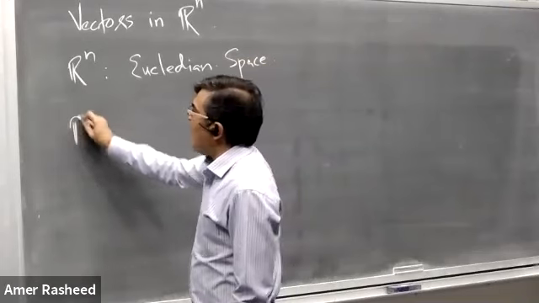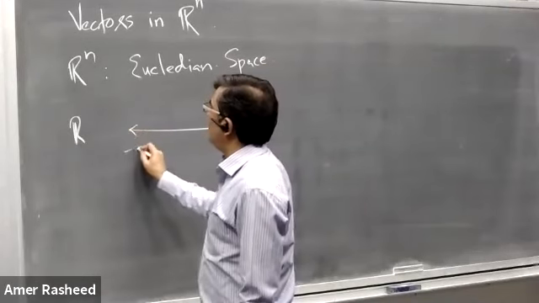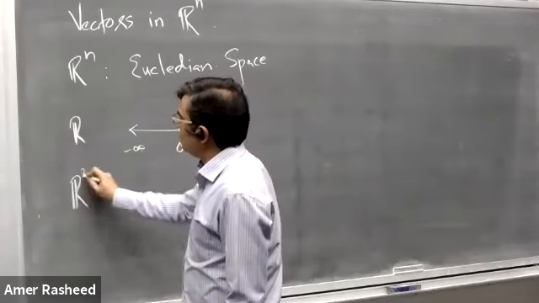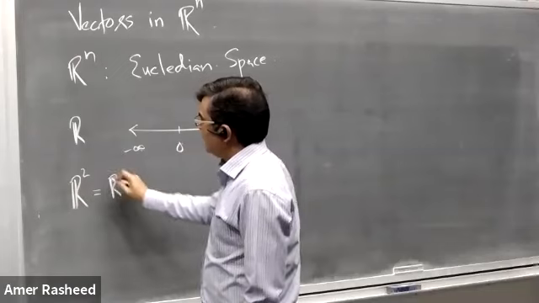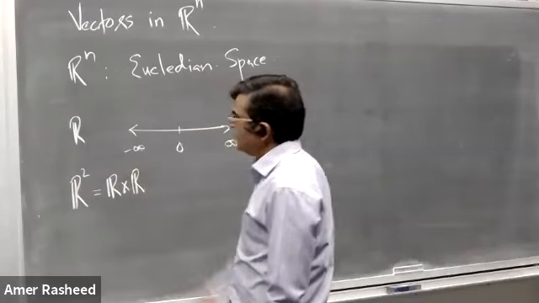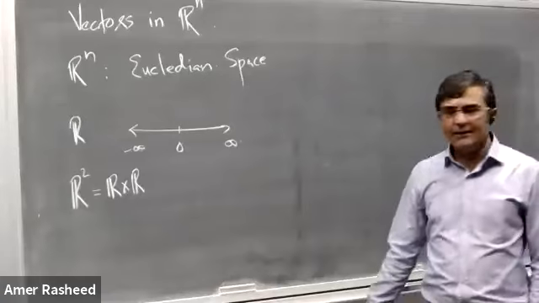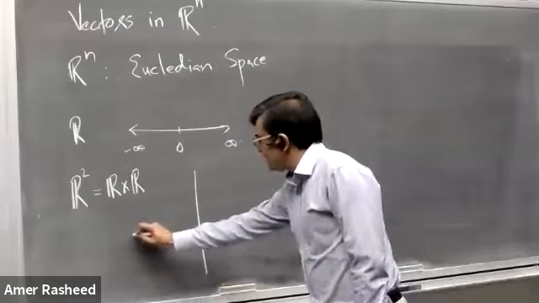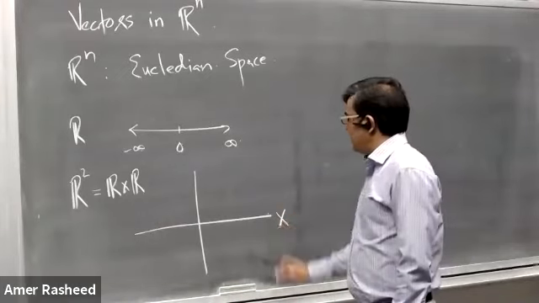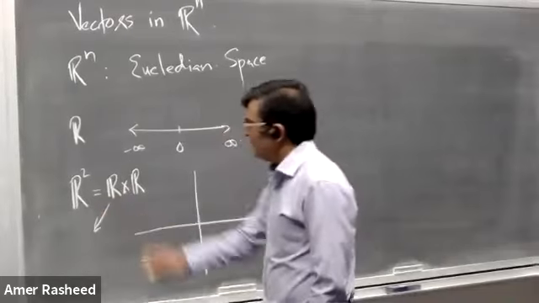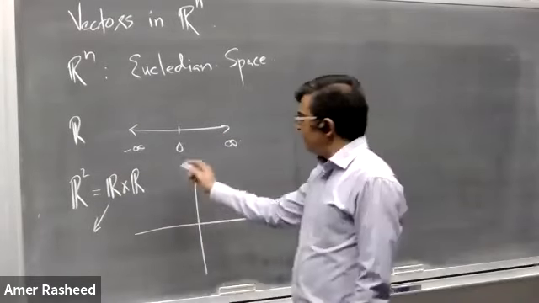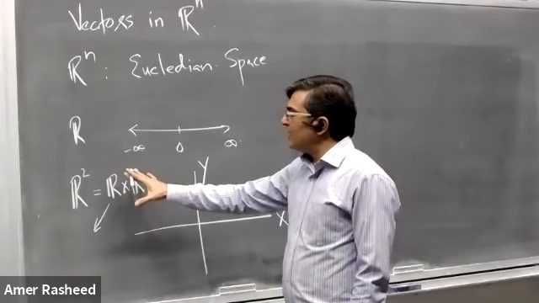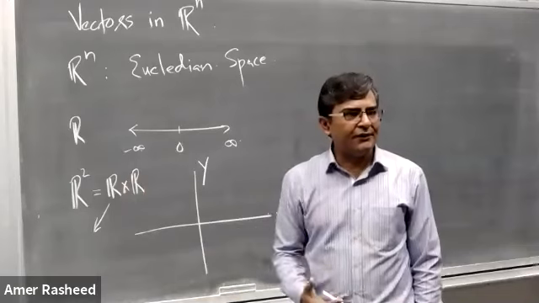What is R? R is a real line, I hope you know it. And what is R2? In fact, it is R times R. It is a Cartesian product of the real line with the real line. Graphically, it is basically a two-dimensional plane where X represents the elements of the first real line, and Y represents the elements of the second real line.